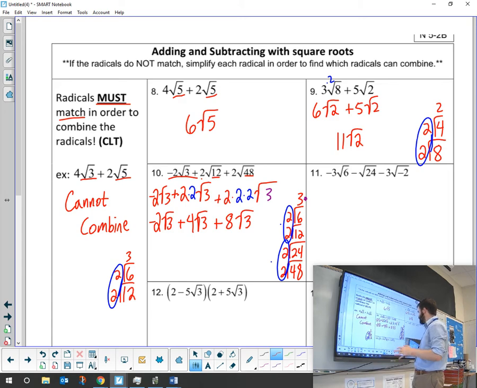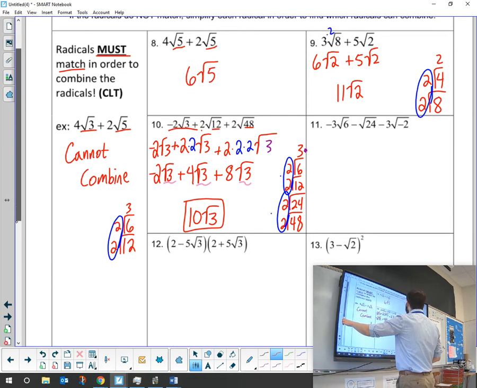So then once we're there, look, they all have square roots of 3. So we can add these together. We can go negative 2 plus 4 plus 8. Negative 2 plus 4 is 2. 2 plus 8 is 10. So I'm going to have 10 square roots of 3 as my final answer. Okay? That's all we're doing. Simplifying, combining like terms. Simplify, combine like terms.